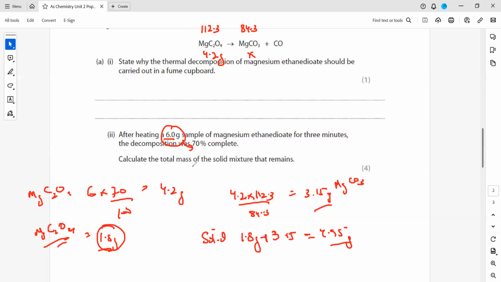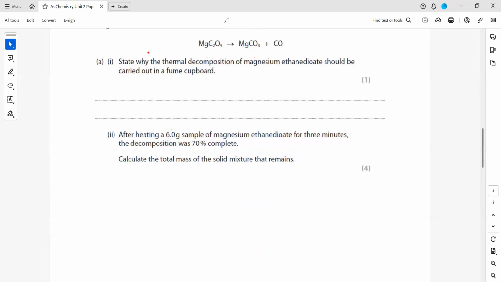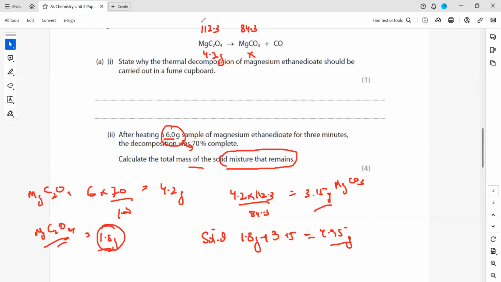Because in the question, we need the total mass of the solid mixture which remains. So how do we work out the total mass of solid mixture remaining? The molecular mass of this compound is 112, and magnesium carbonate is 84.3. If 70% has decomposed, how much has decomposed out of 6? 4.2 has decomposed. So if 4.2 decomposes, how much magnesium carbonate will it produce? When you take a ratio, it will produce 3.15 grams of magnesium carbonate. So this will be the solid product which will form. Carbon monoxide is a gas which will escape.